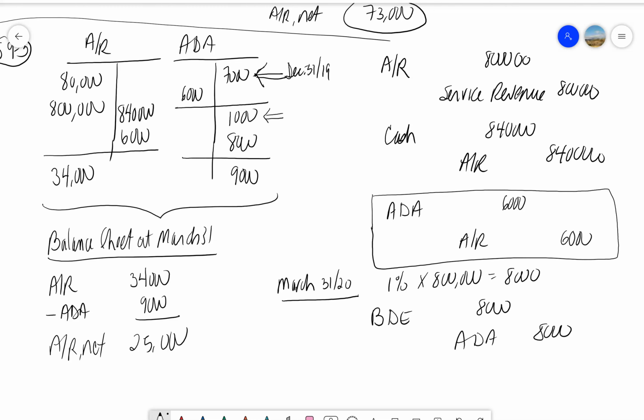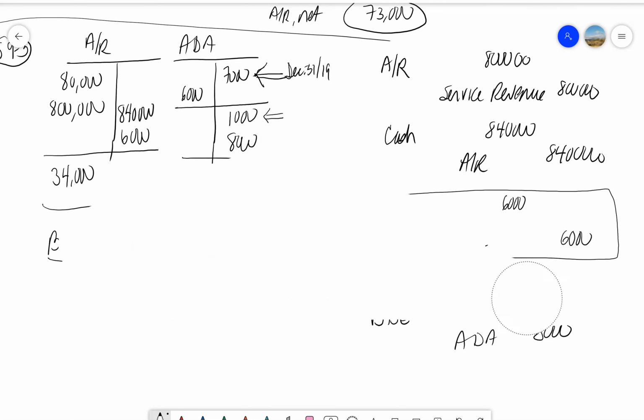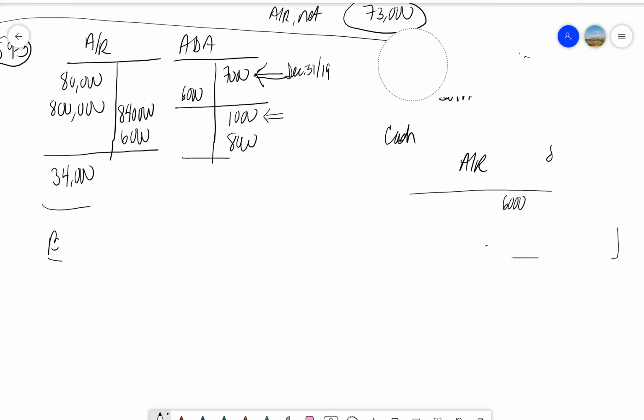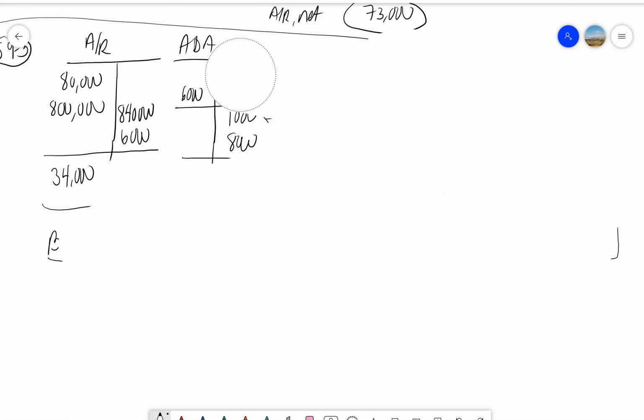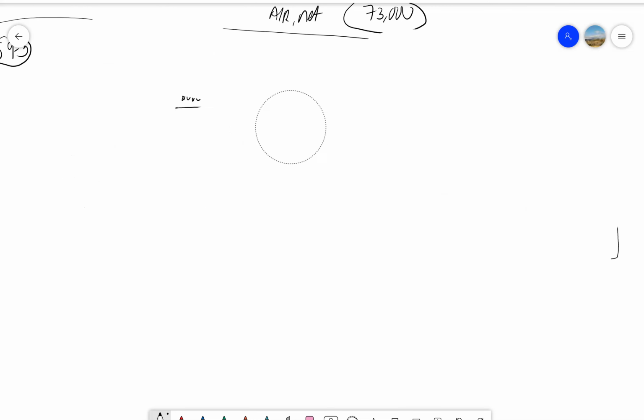So that's an example of how the percentage of sales method works when it comes to estimating our bad debts expense. Now, there are other methods. There's two other methods to estimate the bad debts expense. So let me just get this cleaned up. And then once we have this cleaned up, we're going to go back to page 2 of our Chapter 9 handout. And let's look at the next method.